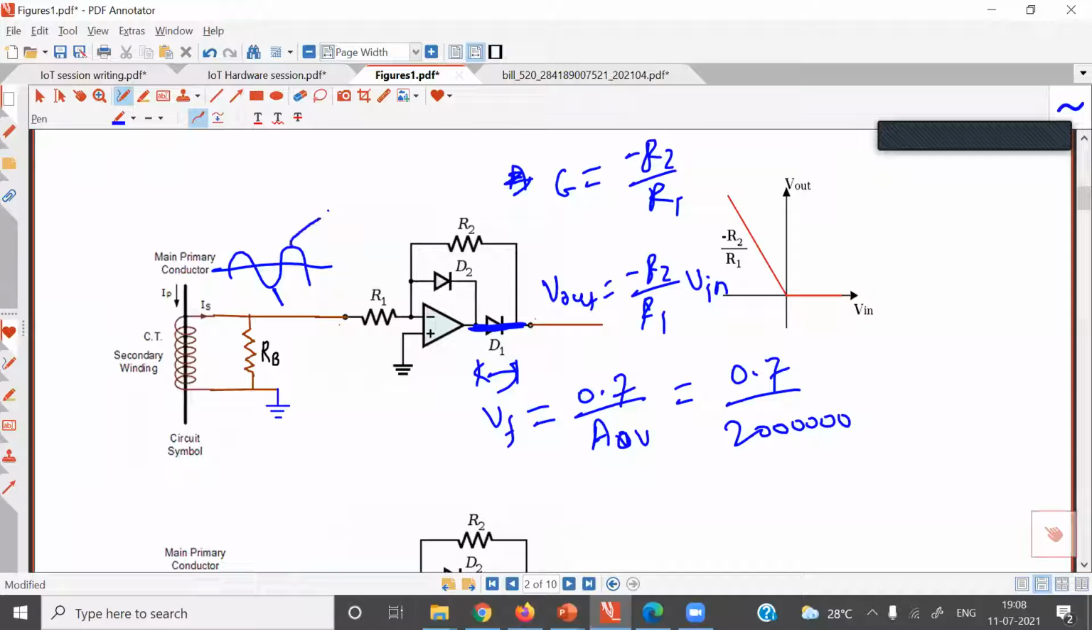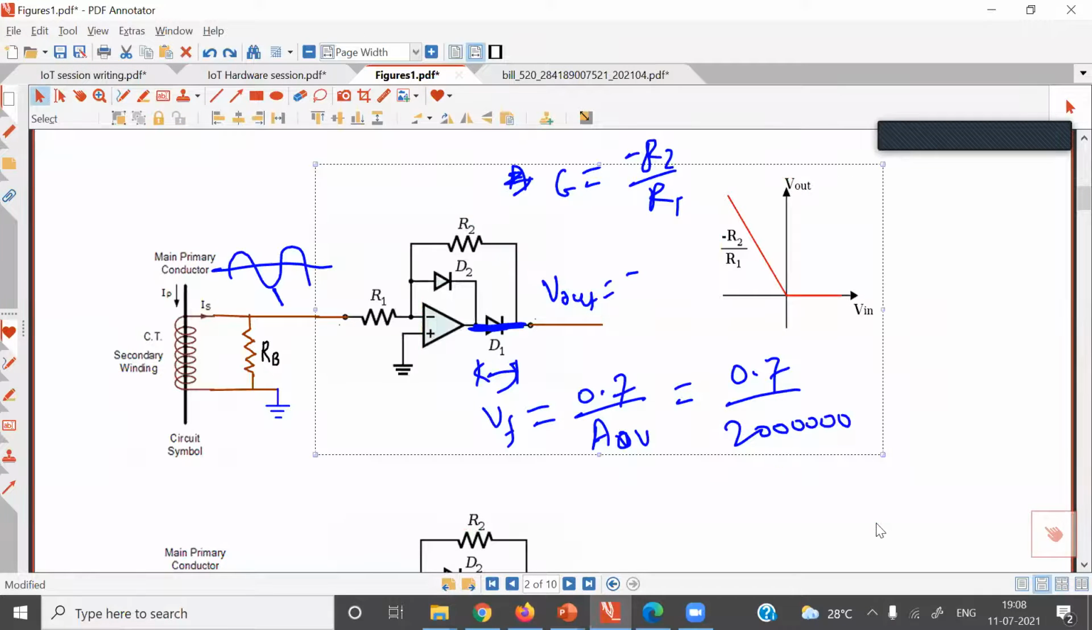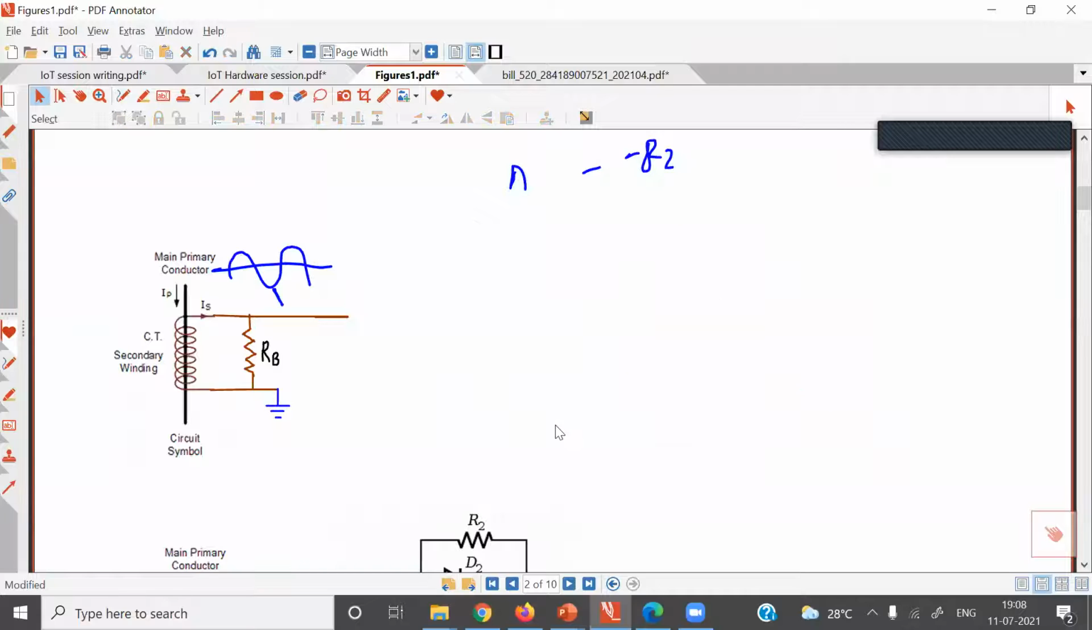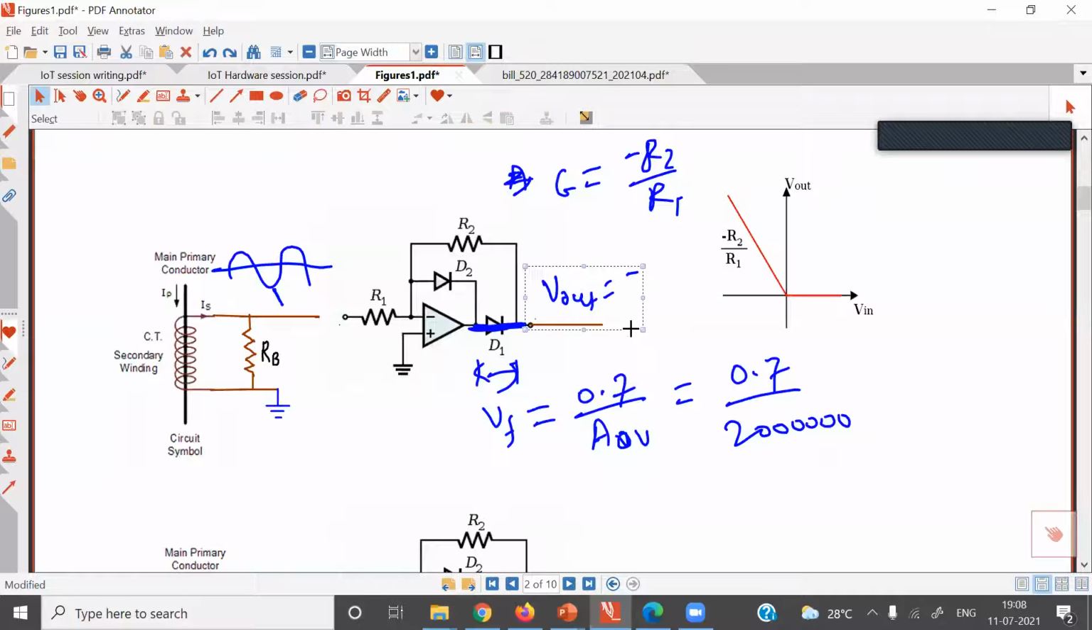During the positive half cycle, at the output of the op amp, we'll get positive voltage here.